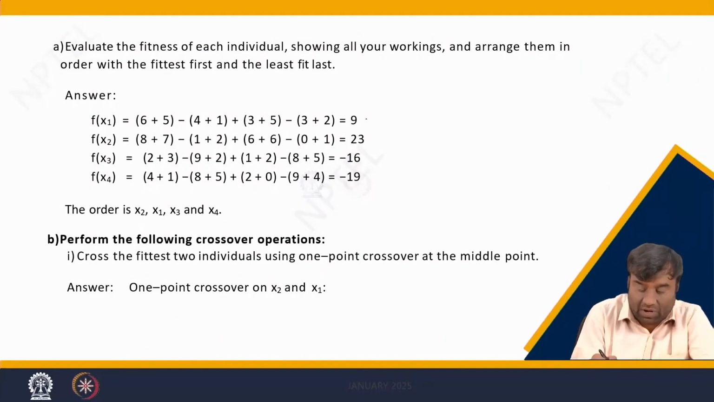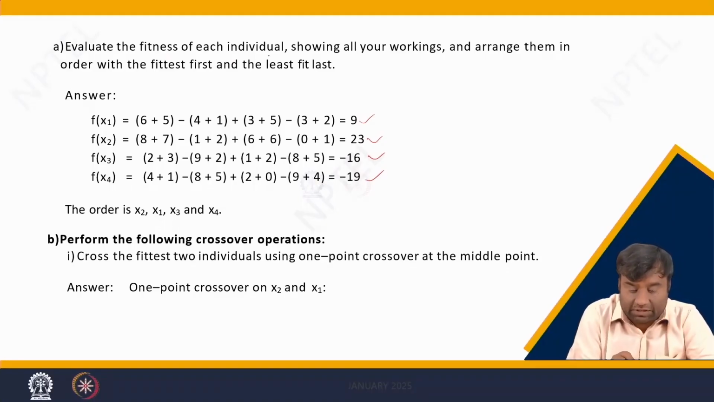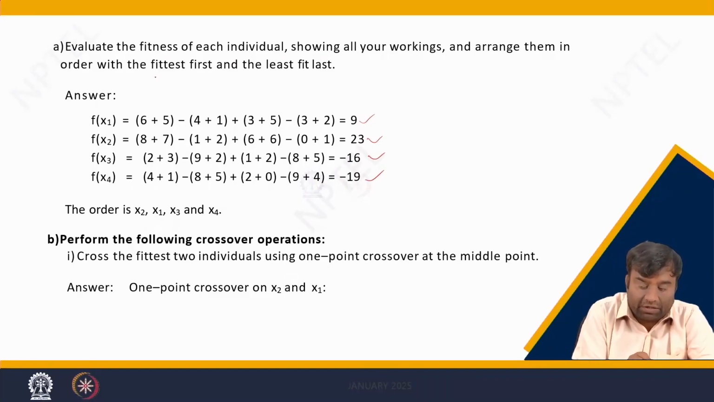Similarly, you can find Fx2. As I said, Fx1 is 9. So Fx2 is 23. Fx3 is minus 16. Fx4 is minus 19. So the question is to evaluate the fitness of each individual, showing all working, and arrange them in order with fittest first and the least fit last.